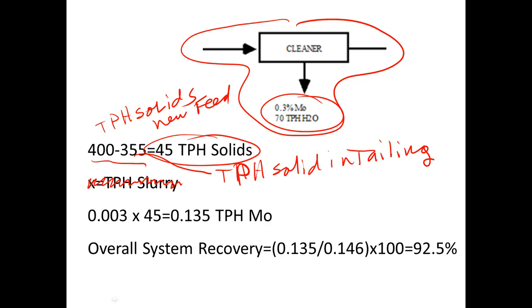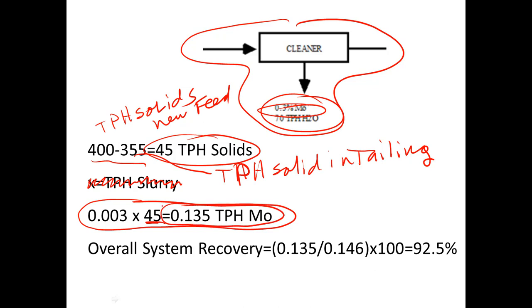We don't need to calculate the slurry, but we can calculate the amount of molybdenum in the cleaner concentrate by taking the weight percent or the grade of molybdenum, converting it to weight fraction, and multiplying that by the total solid weight gives us 0.13 ton per hour molybdenum in the cleaner concentrate.